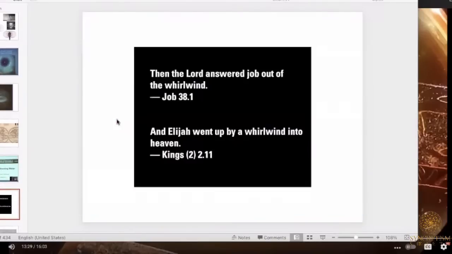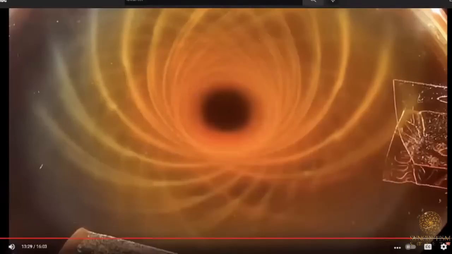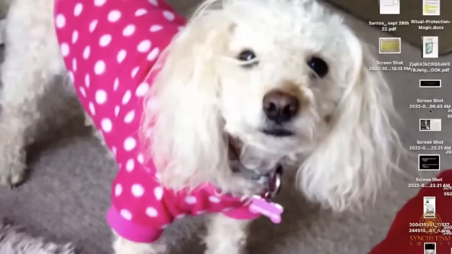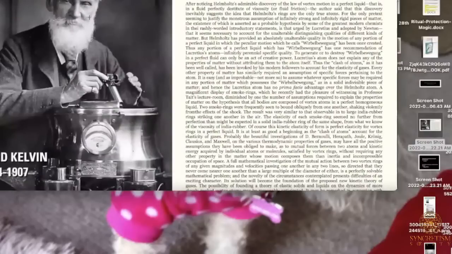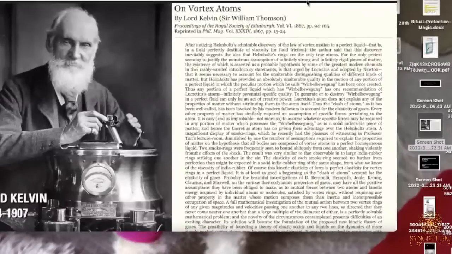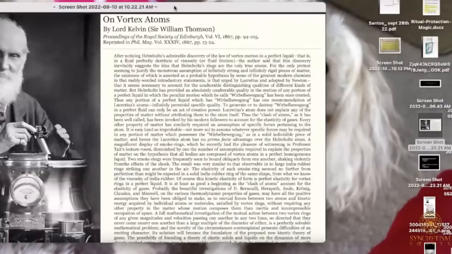Oh, look at this. And the Lord answered Job out of the whirlwind. What whirlwind? Well, probably the one that Lord Kelvin spoke about. Lord Kelvin, I mean. Vortex atoms. Well. Take a screenshot of this, guys. I'll put it in the middle. Please read this. This is very, very interesting. Here he is looking into a gaseous liquid, and he is looking at vortex atoms. Didn't I just say that atoms are torus fields? Torus fields are vortices.